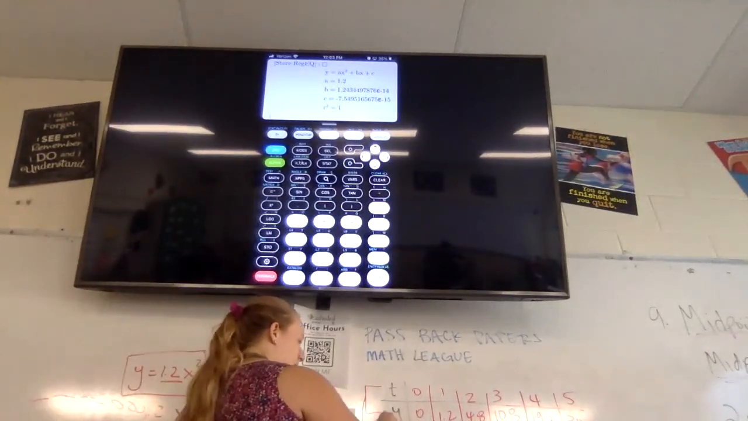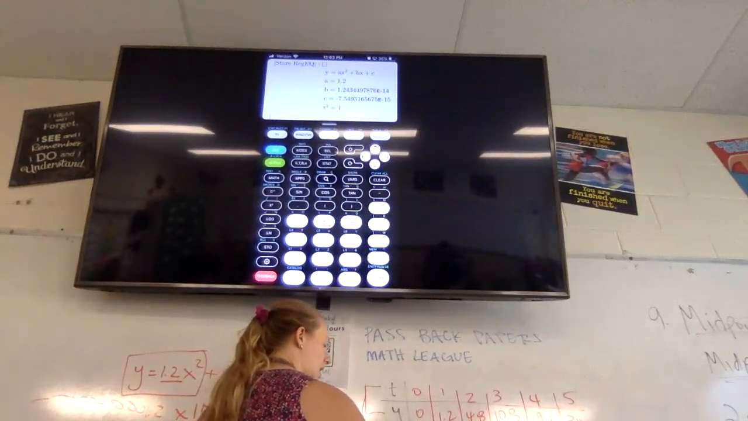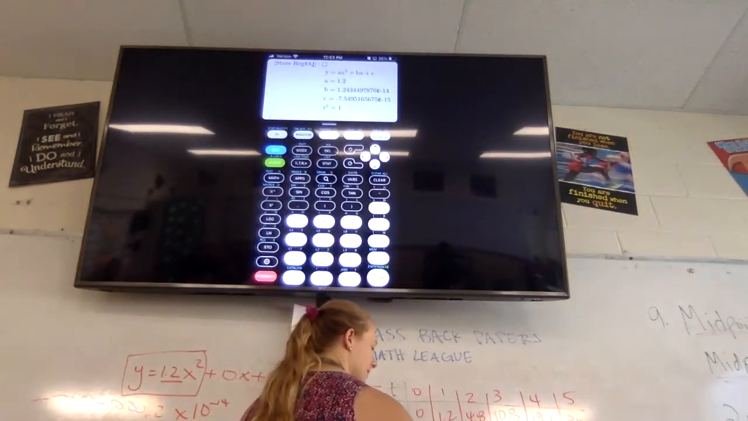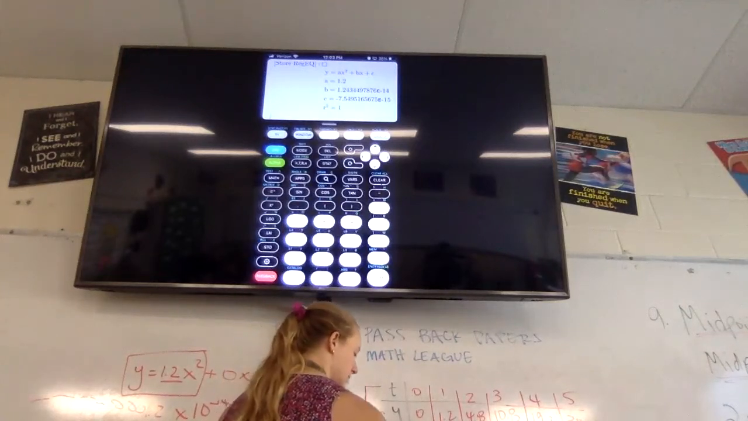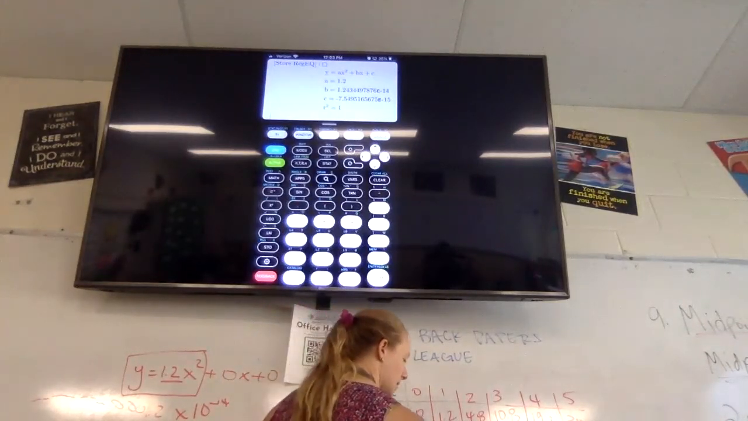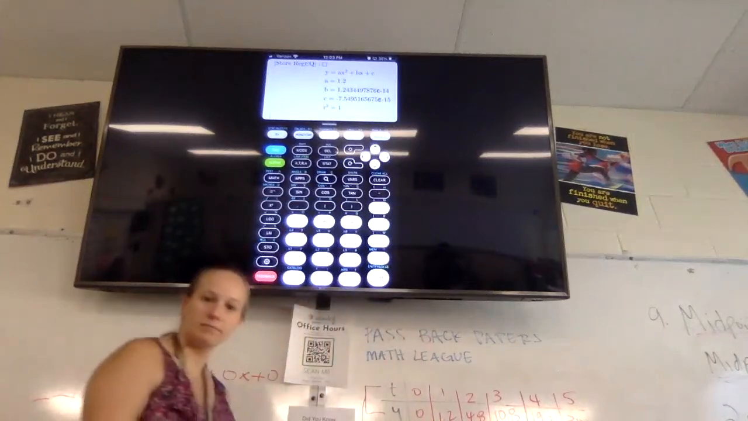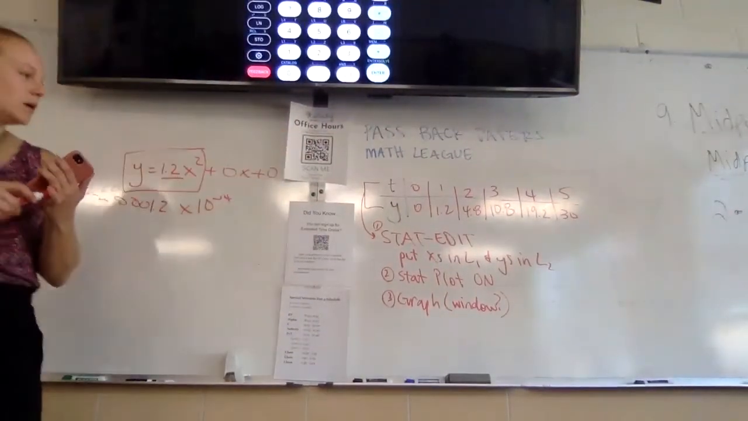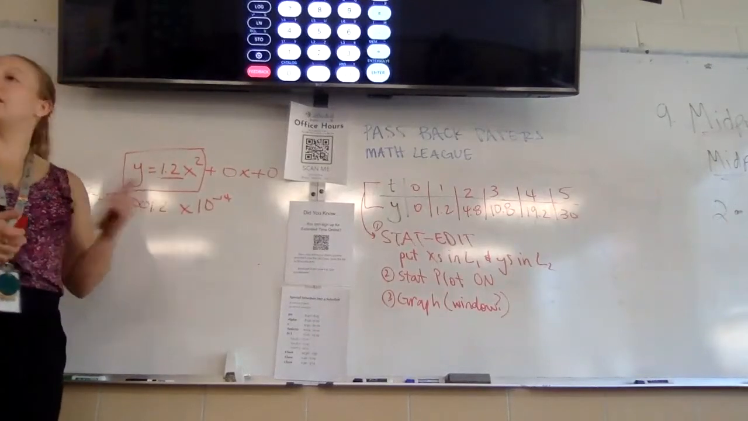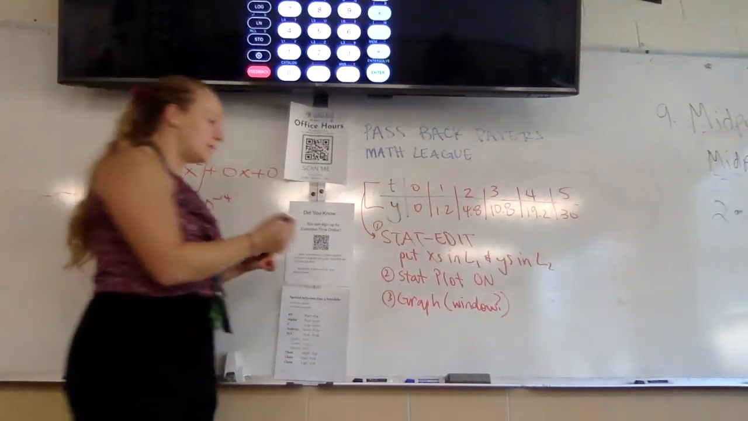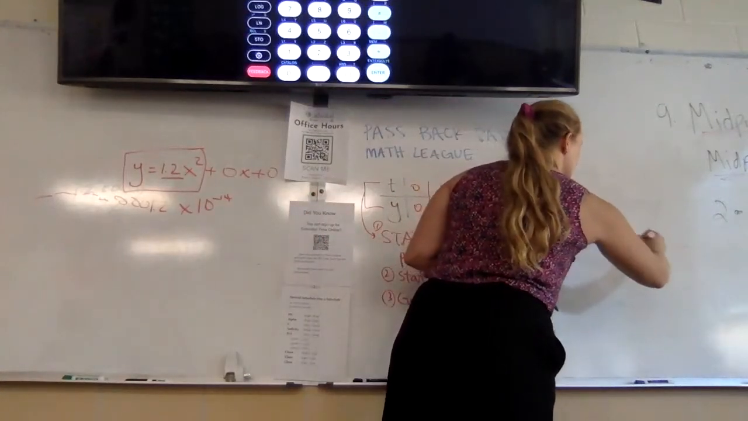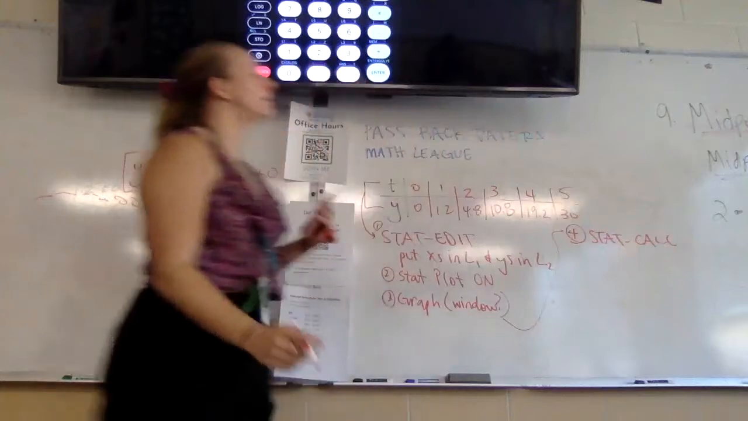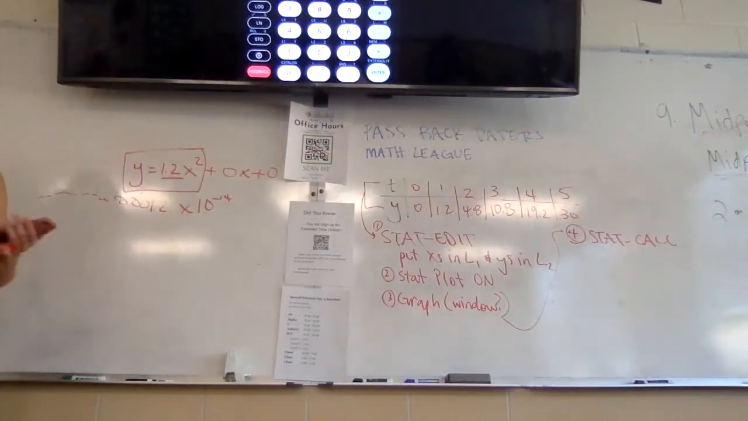Then we turned the stat plot on and we graphed. You might need to mess with the window a little bit. Oh, none of you friends can see that. There we go. Okay. Then to find the equation, then we hit stat calc, and we went to number 5 quad regression.